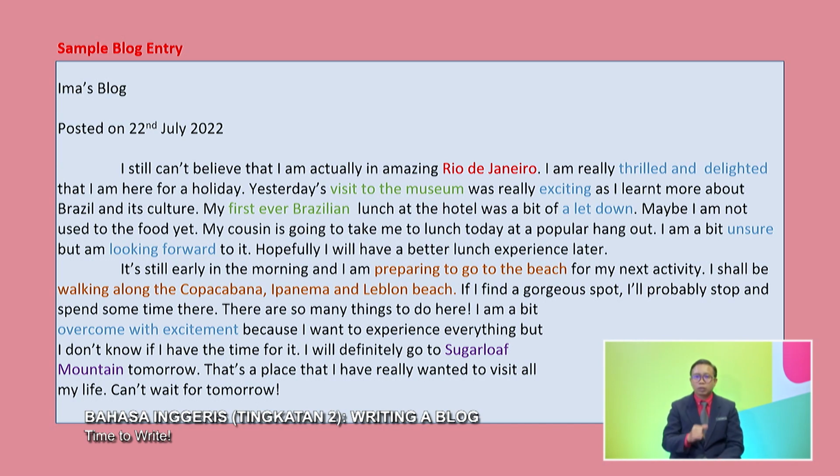I still can't believe that I'm actually in amazing Rio de Janeiro. I'm really thrilled and delighted that I'm here for a holiday. Yesterday's visit to the museum was really exciting as I learned more about Brazil and its culture. My first ever Brazilian lunch at the hotel was a bit of a letdown. Maybe I'm not used to the food yet.